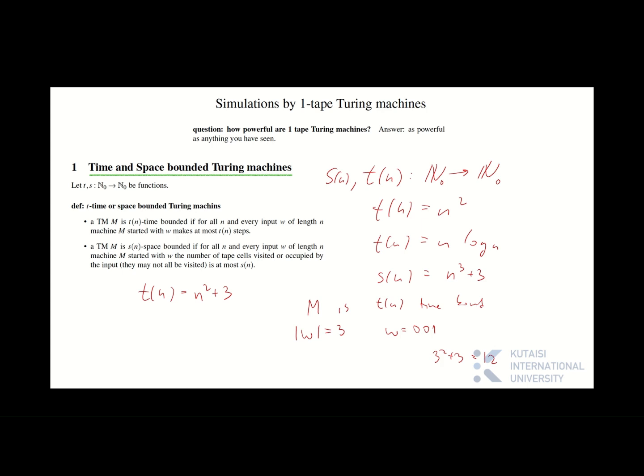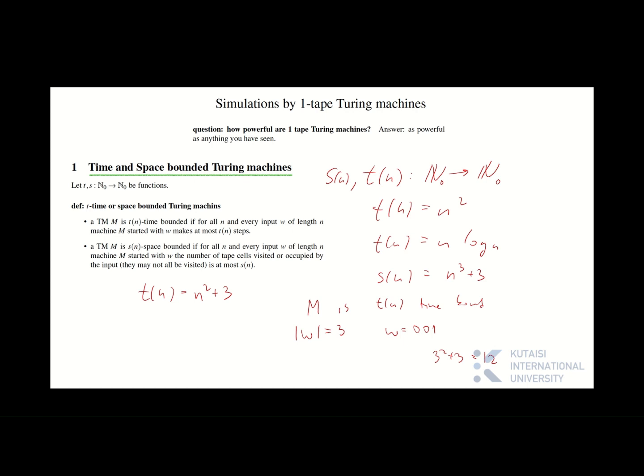If I take a different input of a longer length, then when I start my machine... what is a step, by the way? A step is the head movement, or every transition function application is a step. So it might be that my machine stays in the same place, but it's still making a step because it's using a transition function. So you count how many steps it makes until it ends. And once it ends, it should not make more than n squared plus 3 steps if your input had length n. That would be a Tn time-bounded machine.